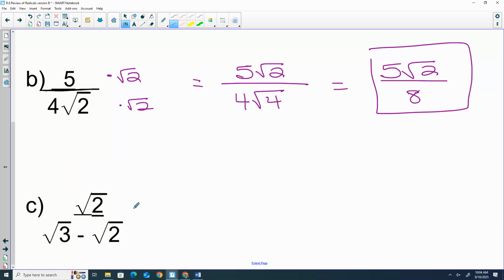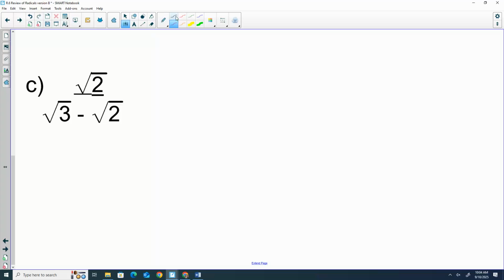Now, if my denominator has more than one term, it becomes a little more complicated. I can't just multiply by a square root of 3, because that would give me the square root of 9 minus the square root of 6, which doesn't totally cancel. Same thing if you multiply by the square root of 2, it'll cancel one of them, but not both. What do you guys think I could multiply by here? Anybody remember?